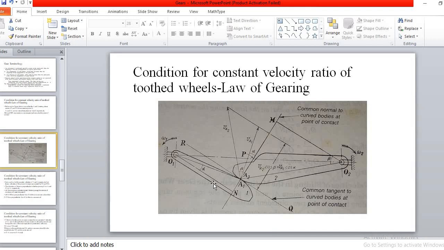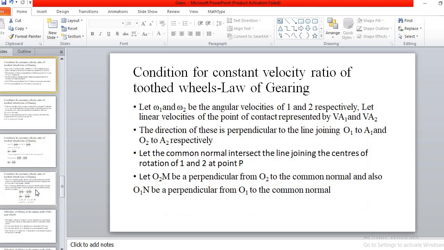So the velocity of sliding is nothing but the product of the summation of the angular velocities omega 1, omega 2 and this length, which represents the length from the point of contact to the point of intersection of the common normal and the line joining the two centers of the curved bodies. So this is the velocity of sliding.